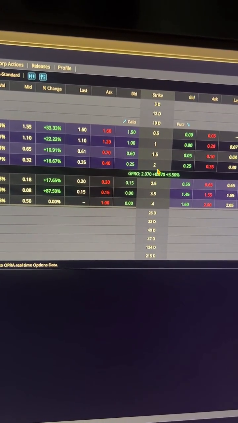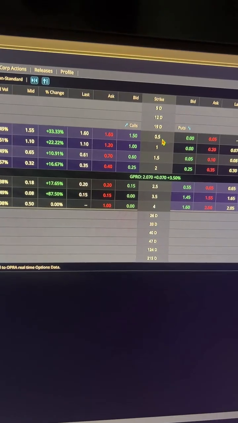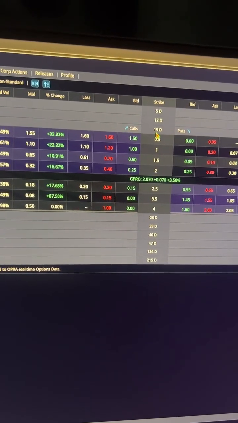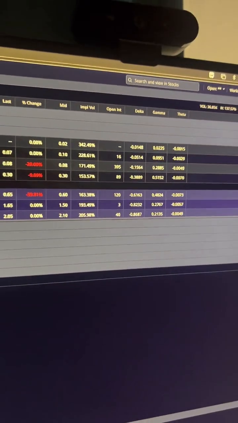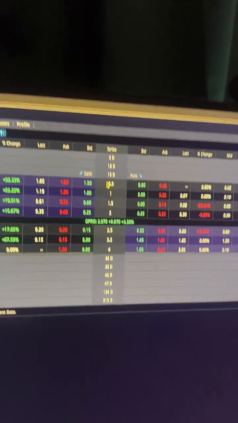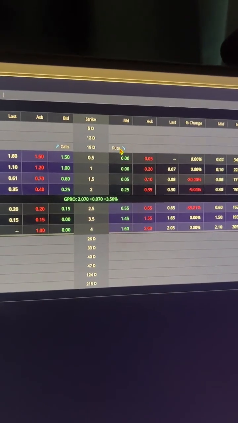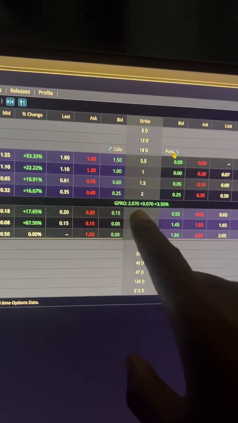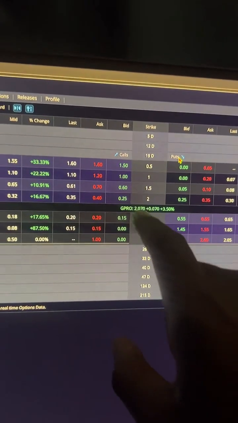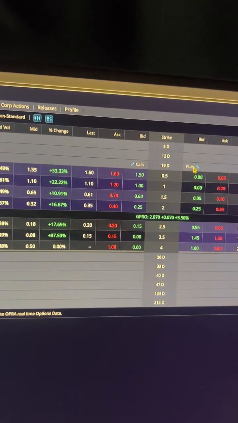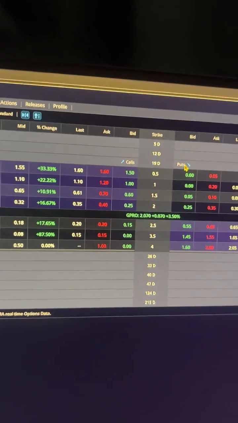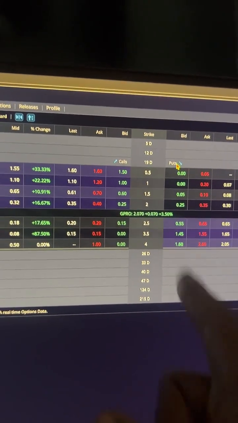You hear me? The ones that are below the share price when you are buying a call are in the money. Now, when it comes to puts, it's a little different. Whenever you're buying puts, and this is the share price, everything under that share price is in the money. And everything above the share price is out of the money. It's the complete opposite of a call.